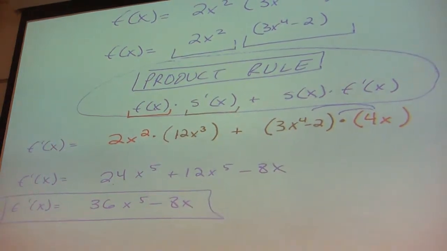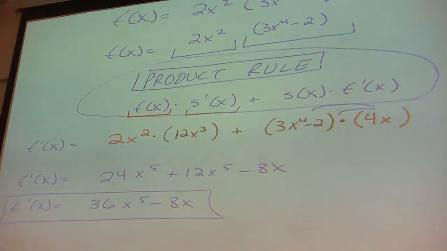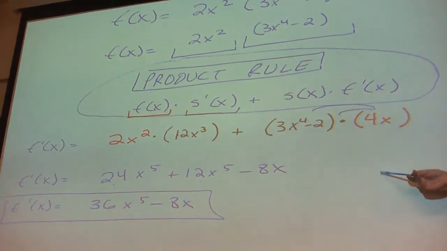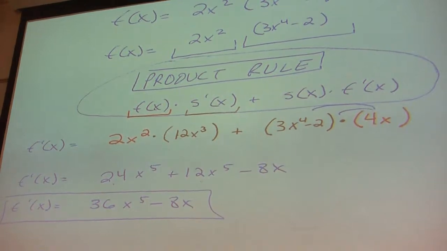Final answer. So, number one, you got to follow product rule. Number two, you got to know your algebra to clean it up. You'd be surprised how many people do the derivative right, but they mess up the algebra. Questions there?